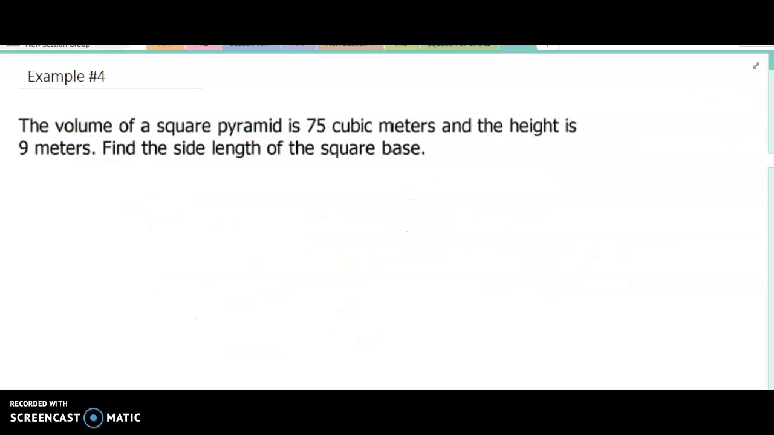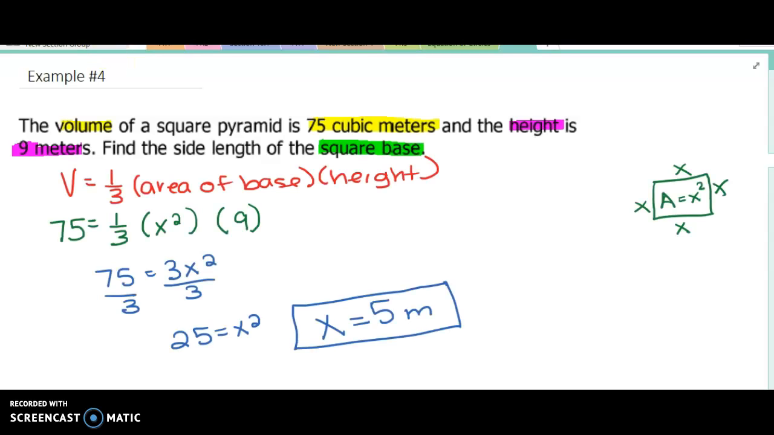All right, I want you to go ahead and work through example 4 on your own. Use example 3 to kind of guide you, and then we'll go over it. All right, so 1/3 area of the base times height gives you the volume. So when you plug in the volume, which is 75, and then you plug in the height, which is 9, the area of a square, once again, is x squared. And then you just do some algebra, and you should get the sides of the base is 5 meters.